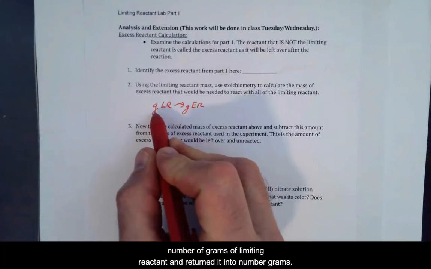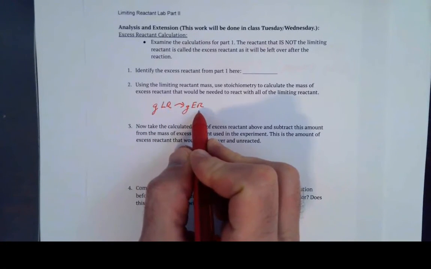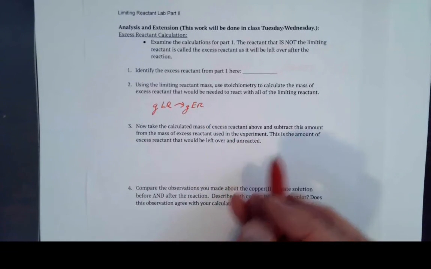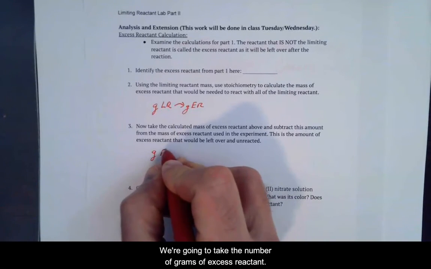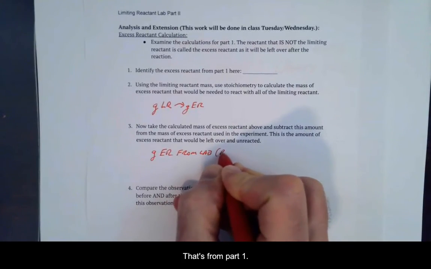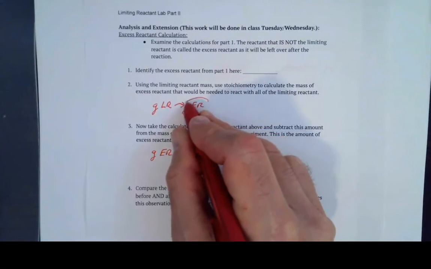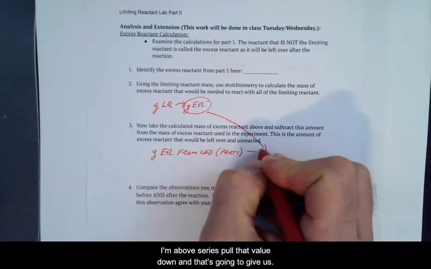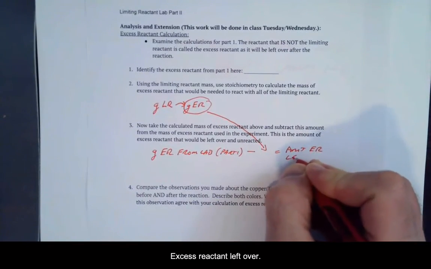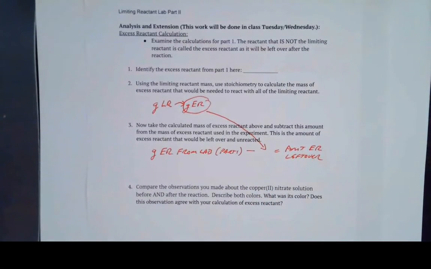Once we figure out the number of grams of limiting reactant and we turn it into the number of grams of excess reactant, to determine the amount of excess reactant left over, we're going to take the number of grams of excess reactant from the lab, from part 1, and subtract this value from above. So we'll just pull that value down, and that's going to give us the amount of excess reactant left over. And that's ultimately what this process is all about.